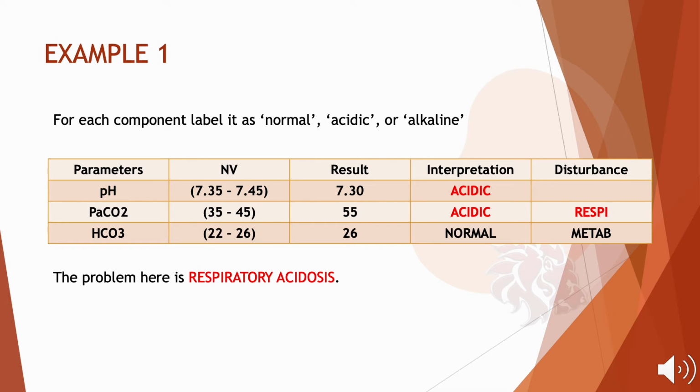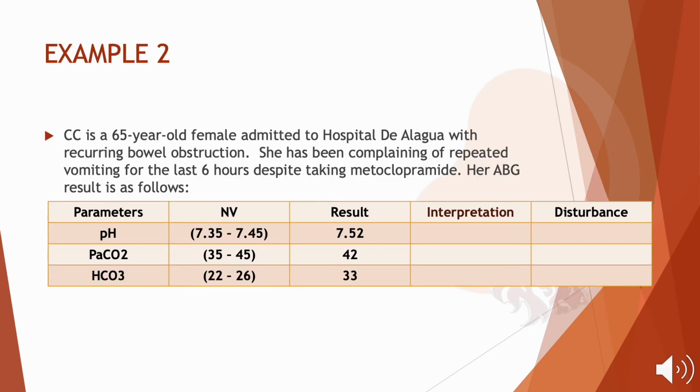Moving to our next example, CC is a 65-year-old female admitted to Hospital de Alagua with recurring bowel obstruction. She has been complaining of repeated vomiting for the last 6 hours despite taking metoclopramide. Her ABG result is as follows: pH of 7.52, partial pressure of carbon dioxide at 42, and bicarbonate at 33.